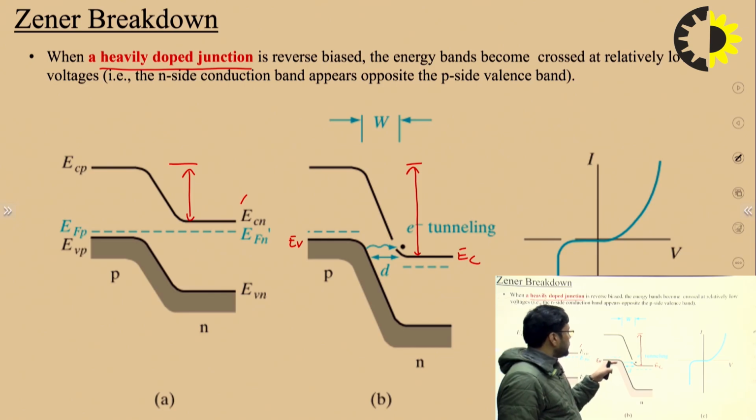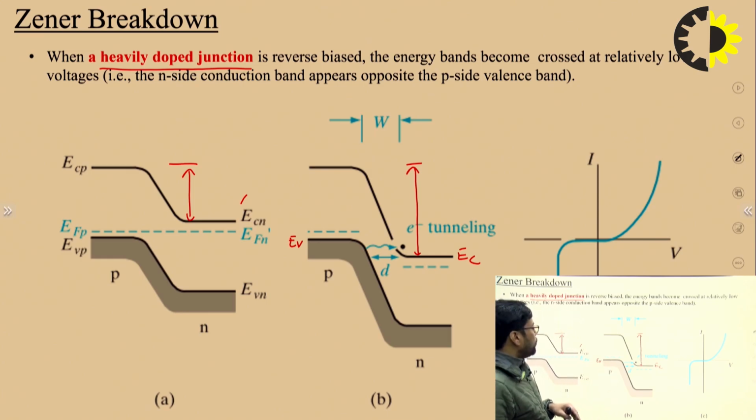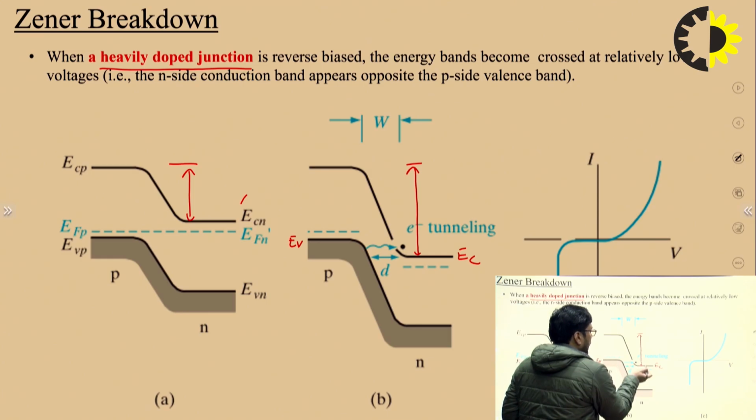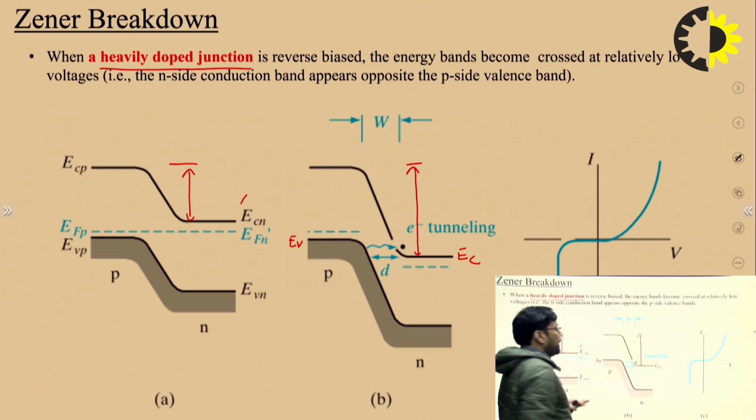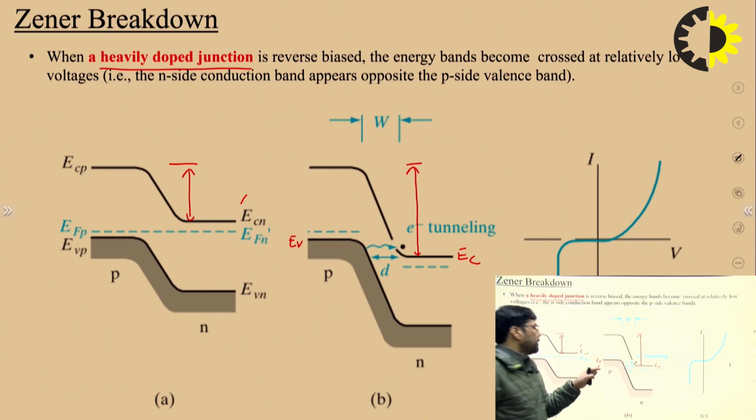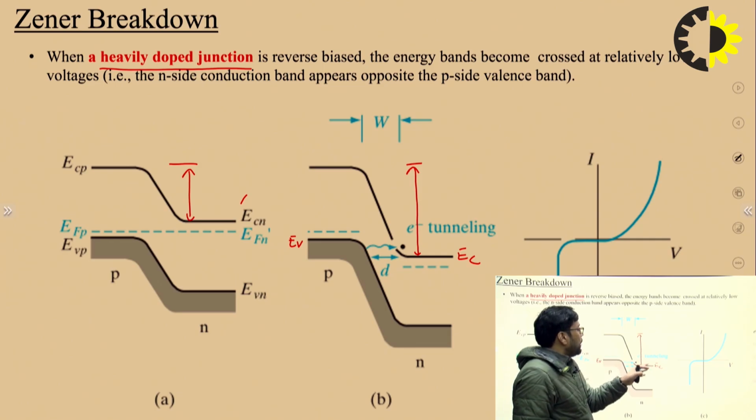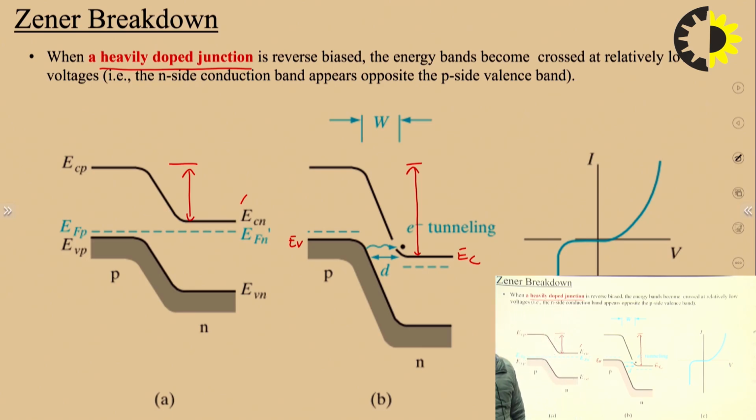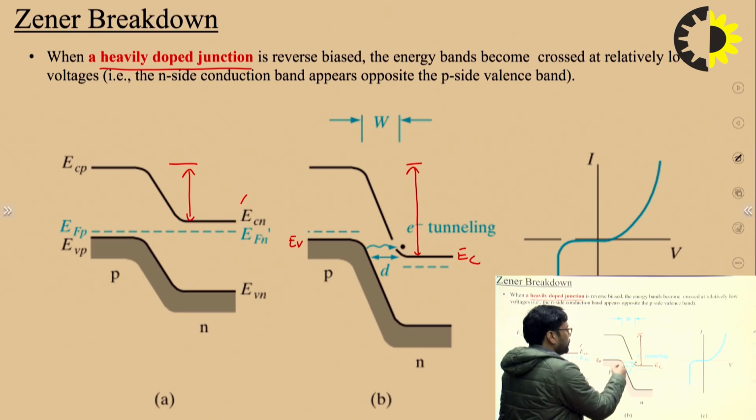Because the conduction band lies right in front of the valence band, electrons move directly towards the n side through the tunneling phenomenon. This is known as tunneling because the electrons directly migrate from p to n. In other words, the electrons of the p side valence band move directly towards the n side conduction band. So this is known as the tunneling phenomenon, due to the direct transfer of electrons from p to n.